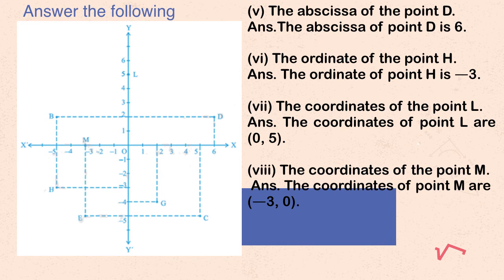Can you all tell me the value of ordinate of this point D? Are you all able to answer? The ordinate of point D. The value of ordinate is the y coordinate. And what is the y coordinate when I drop a line on the y axis? The y coordinate is 2. So therefore the ordinate of point D is 2.